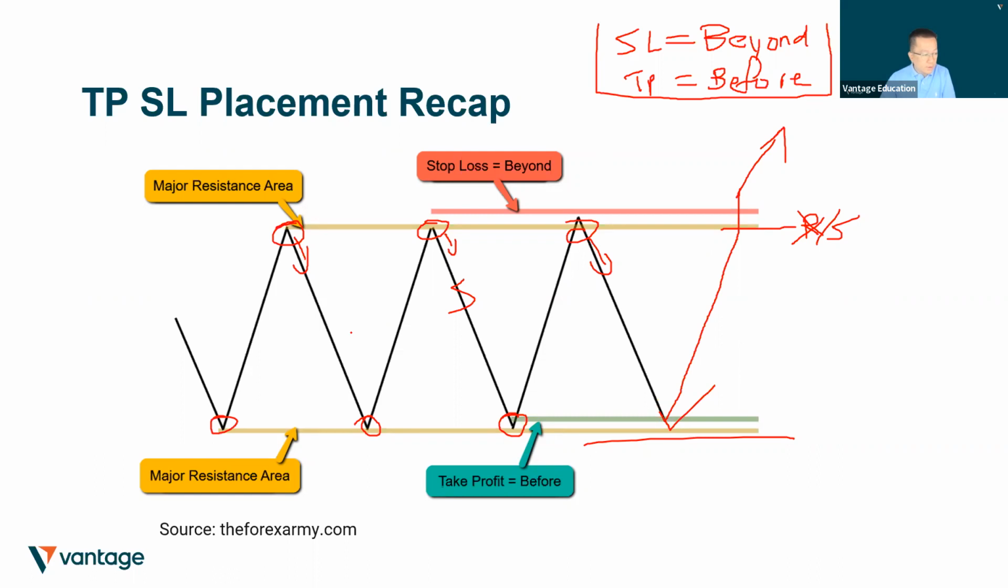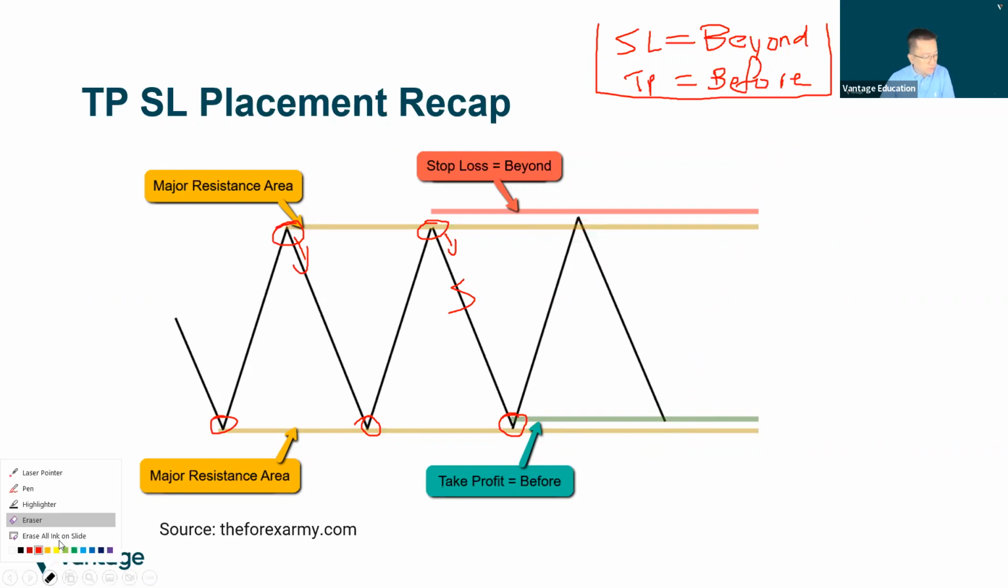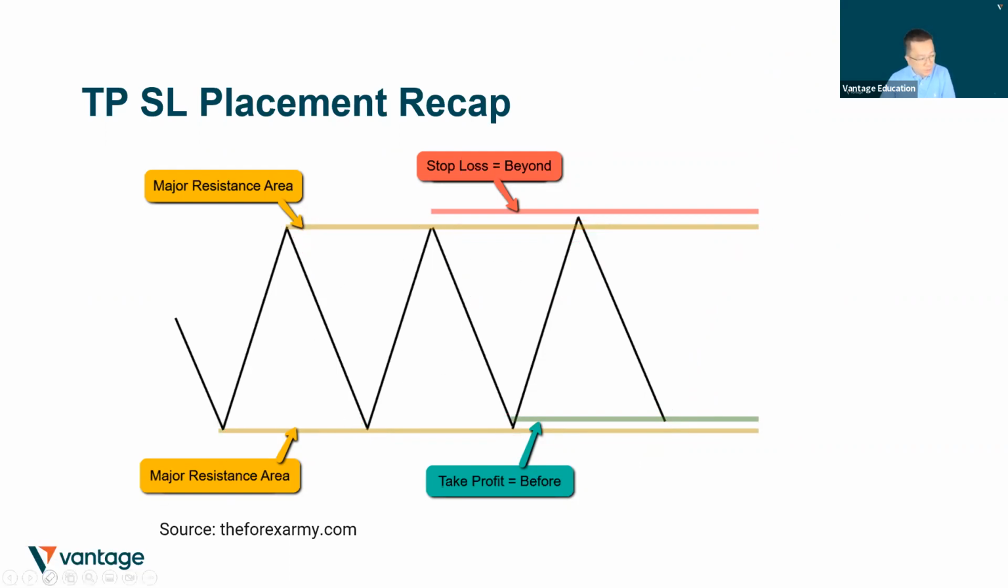Okay, so because of that, what we prefer is, let me just clear everything out. All right, so you can see what we're looking for is for stop loss to be beyond that resistance level and take profit to be before that support level. All right, so in this case, again, stop loss hard to hit, take profit easy to hit because it's kept within those support and resistance levels. Make sense so far?